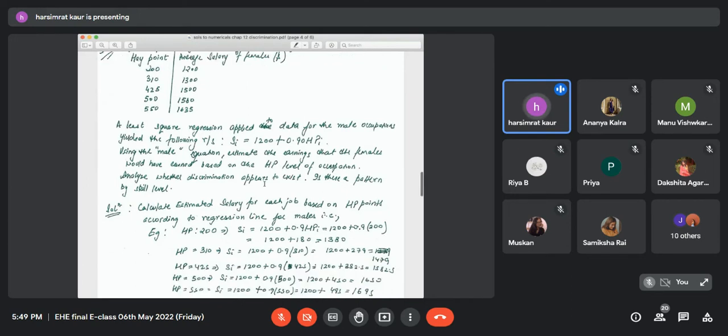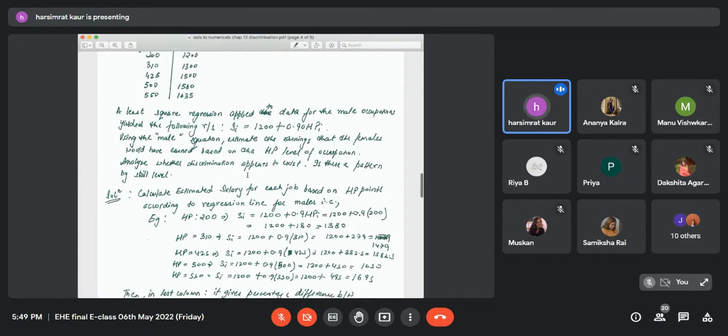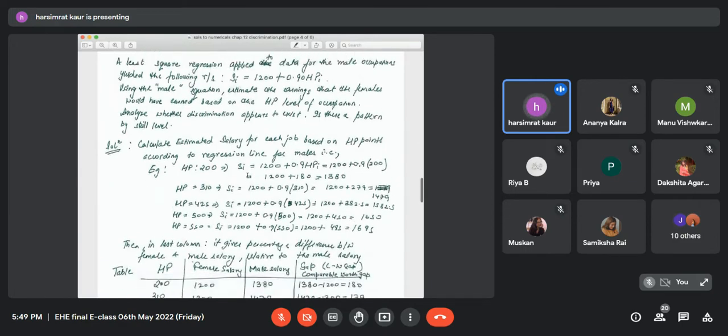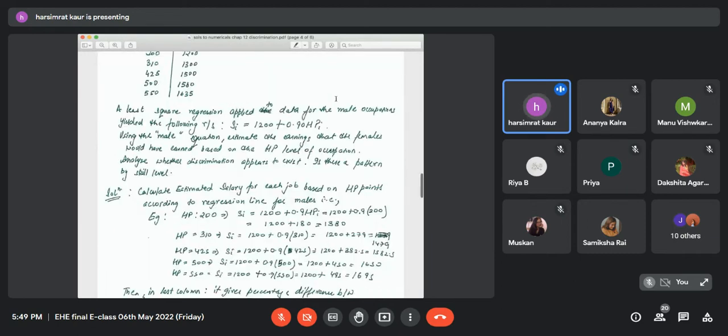Okay, so now they are saying, using the male equation, please estimate the earnings that the female would earn based on the HP level of occupation. Analyze whether discrimination appears to exist or not, or is there a problem with the skill level. So guys, first thing we have to do: the average salaries of females are constant, they are given. I now have to calculate the average salary of males in dollars by utilizing this equation.